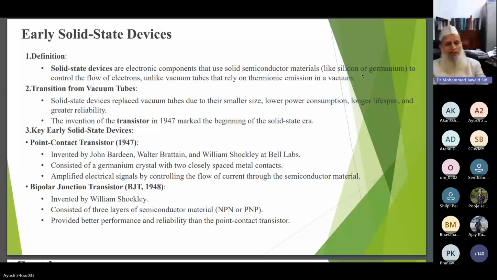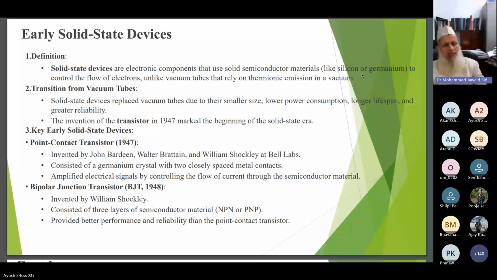Yeah, so after these vacuum devices, in 1947, the first solid state device was manufactured by Bardeen, Walter Brattain and William Shockley at Bell Labs. That was the point contact transistor, which consisted of a germanium crystal with two closely spaced metal contacts, and it was used to amplify the electrical signal by controlling the flow of current through the semiconductor material. So that was the first solid state device.